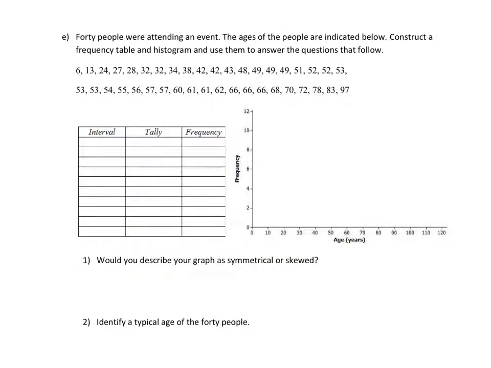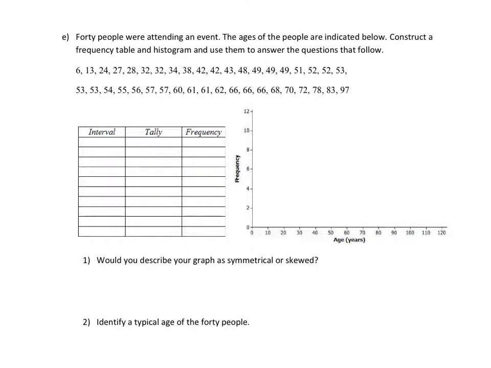Letter E. 40 people were attending an event. The ages of the people are indicated below. Construct a frequency table and histogram and use them to answer the questions that follow. Okay, so for this one, I'm going to help you create the intervals and tell you a little bit about the histogram, and you will do the rest on your own.